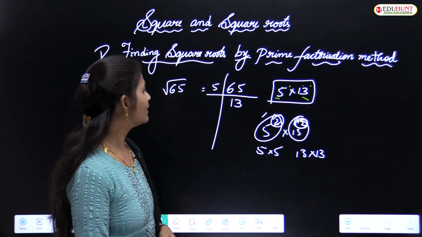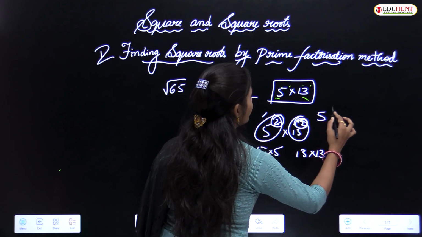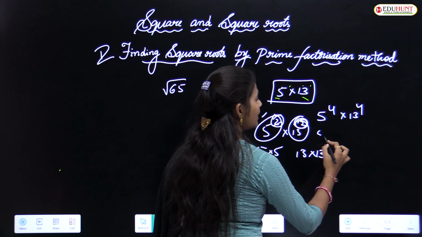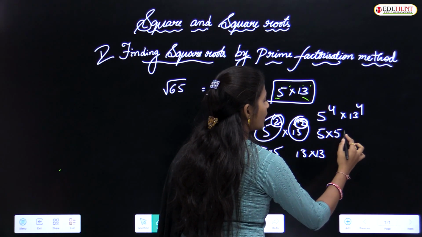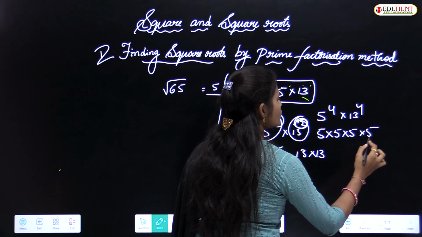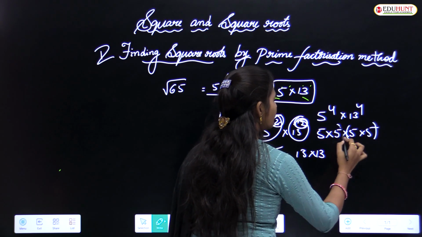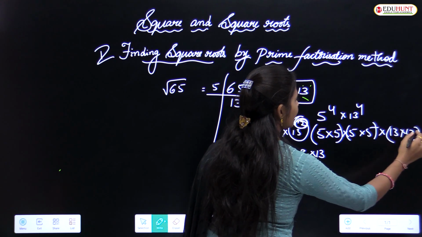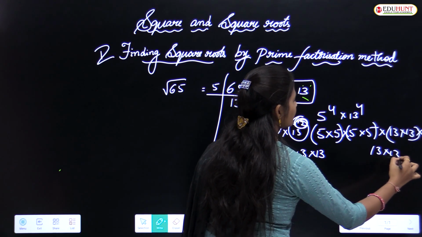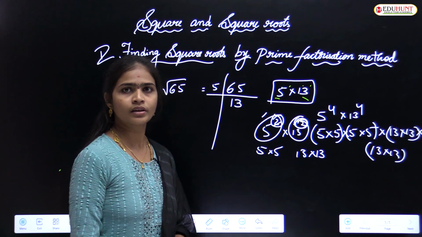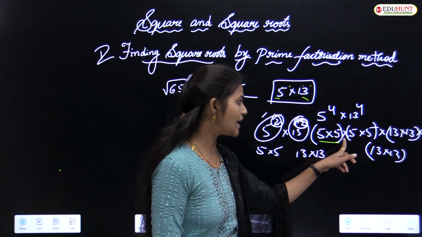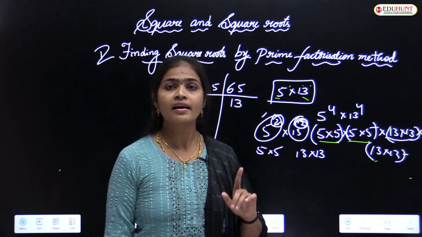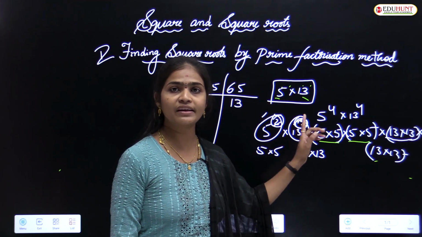But, for example, if 5 power 4 into 13 power 4 is there, we can form pairs: 5 into 5, 5 into 5, and 13 into 13, and again 13 into 13. Like this we can write, no? Why? Because here the square we can cancel, here the square we can cancel, here also the square we can cancel. That's why the powers should be even.